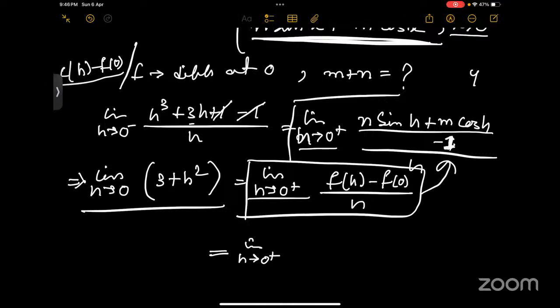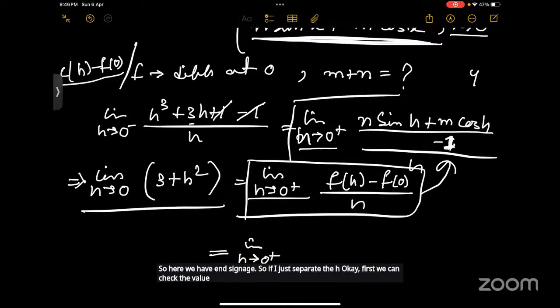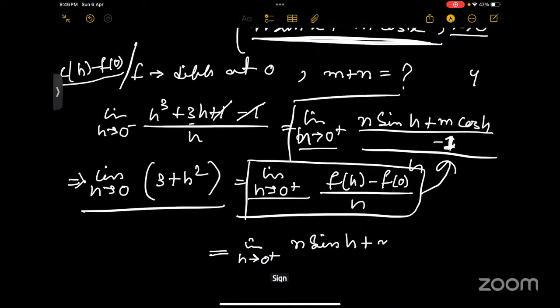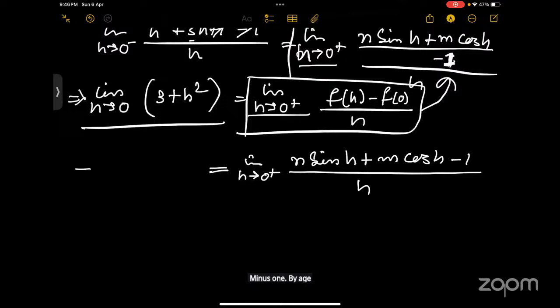So here we have n sin h. If I just separate the h, first we can check the value. So here we have n sin h plus m cos h minus 1 by h. And this is equal to, what is the limit of this function?